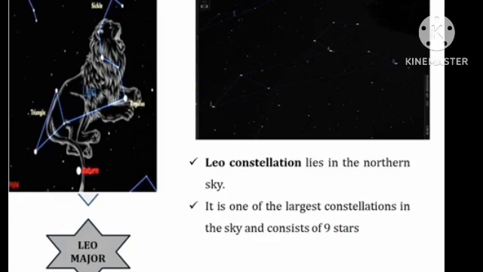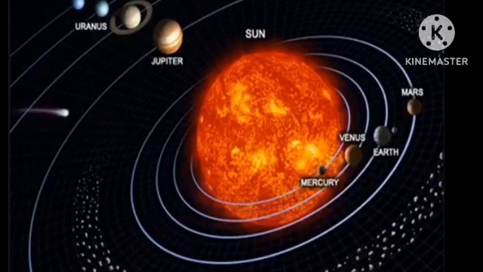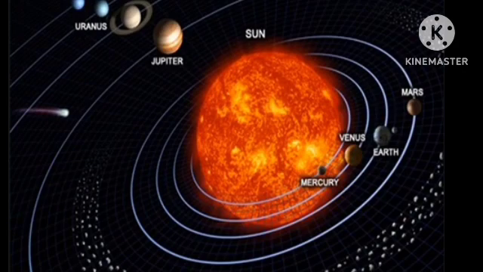So that's all about constellations. That's all for part 1 in chapter 17. In part 2, we'll deal with the solar system, the planets, asteroids, comets, meteors, and artificial satellites.